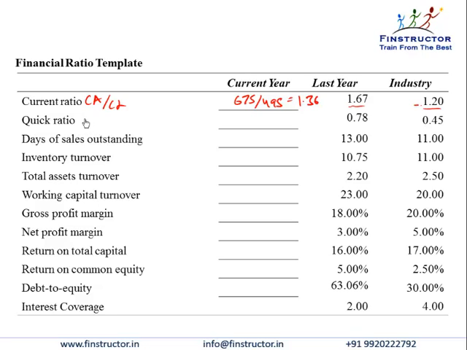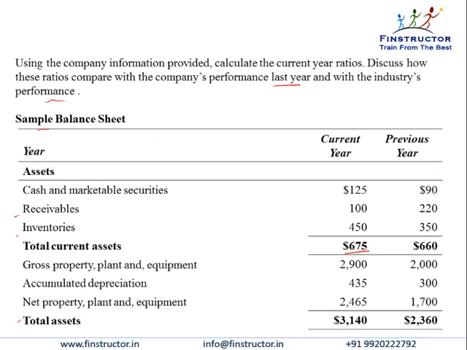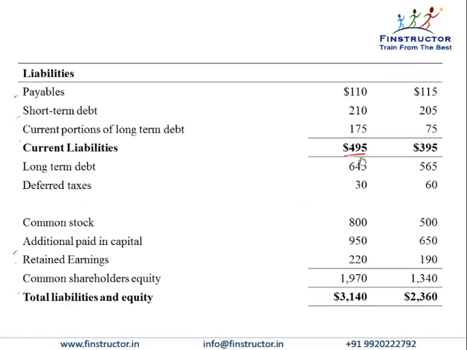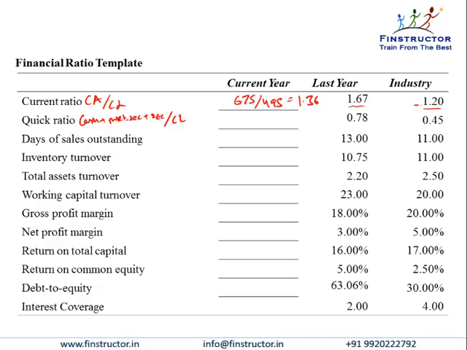And the quick ratio is the cash plus marketable securities plus the accounts receivable upon the current liabilities. So we'll again go on the asset side and now ignore inventories. So the cash plus marketable securities plus receivables comes out to be $225, and the liabilities remain the same, that is $495. So the quick ratio will be calculated as 225 upon 495, that is 0.45.